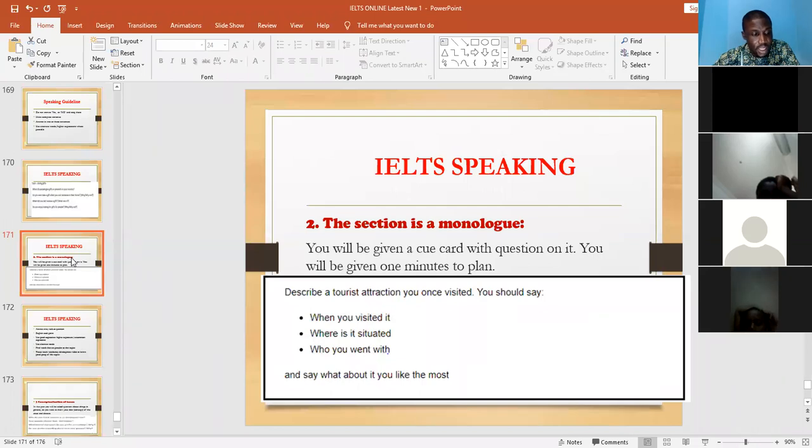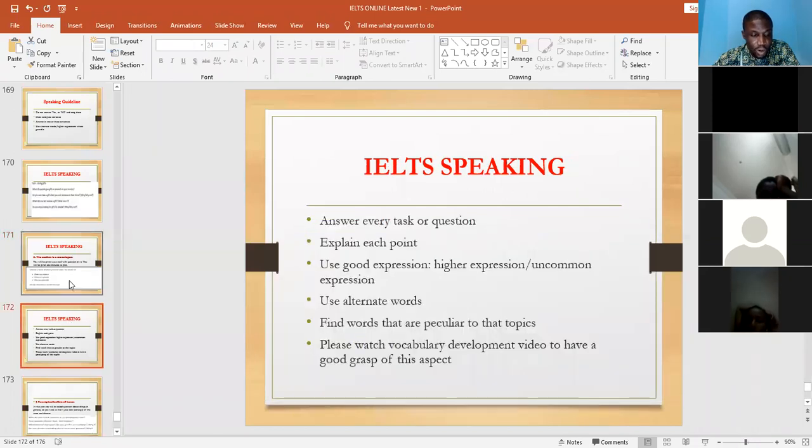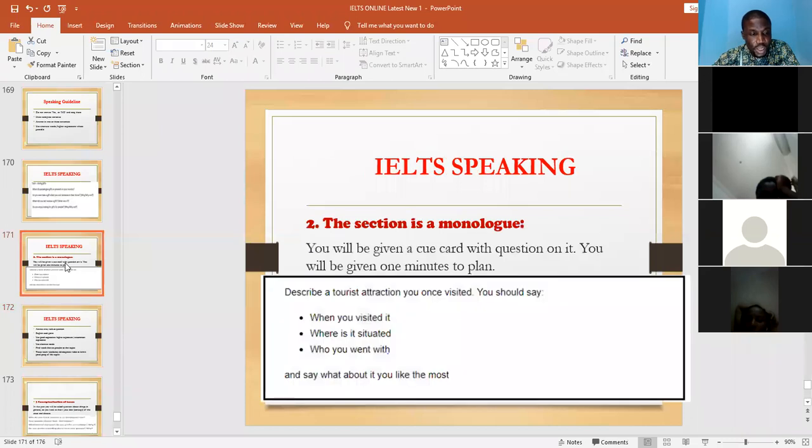And one way to last, because you are going to be talking for like 2 minutes, is for every part you get to, please try to give some explanations or embellish, so that you don't just finish speaking and you don't have any other things to say. For example, describe a tourist attraction you once visited.